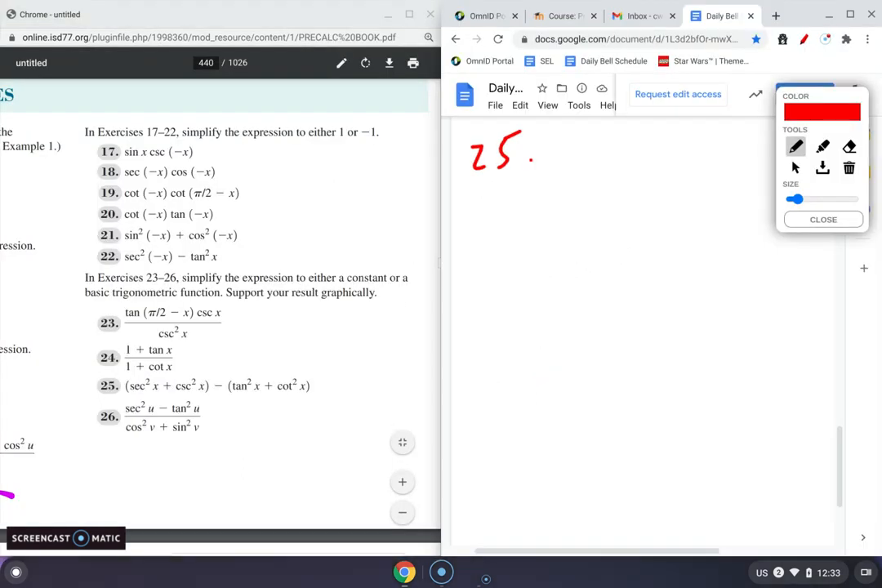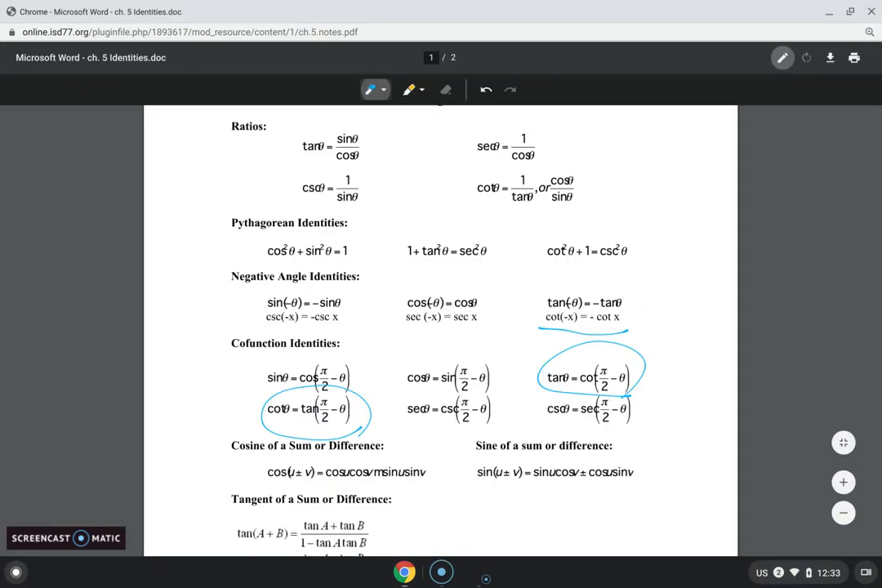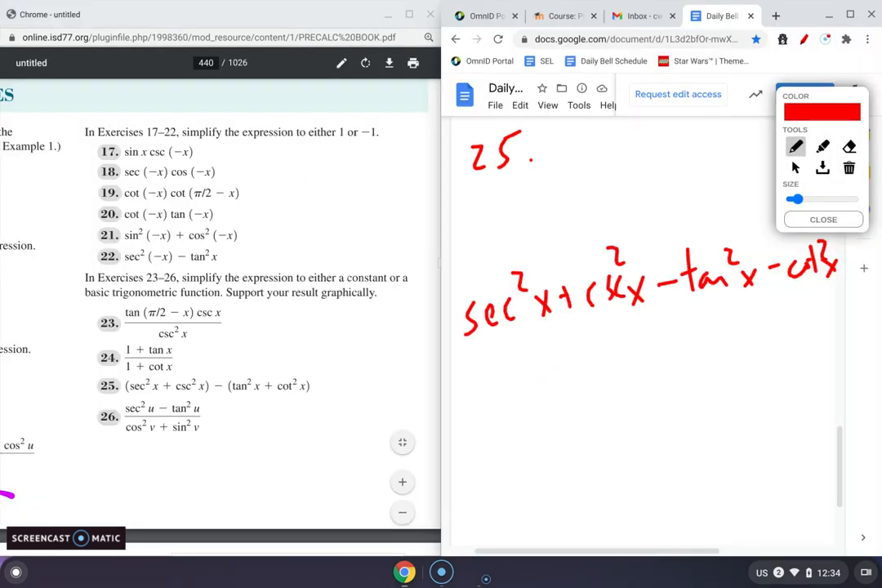But we can rewrite this. Let's kind of distribute here. So we've got secant squared x plus cosecant squared x minus tangent squared x, and then this would also be minus cotangent squared x. All right. So now we should be able to get this together. If you look right here, if you moved secant squared and minus tangent squared, that would be equal to 1. So secant squared minus tangent squared would be 1.